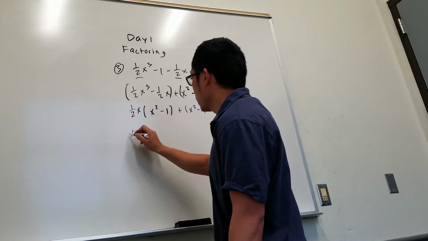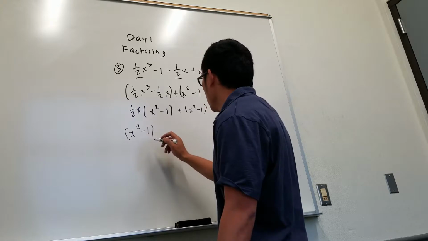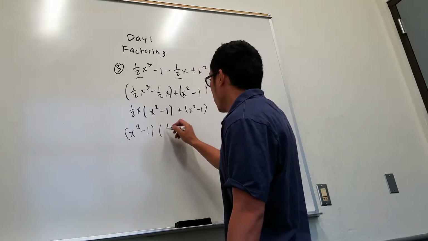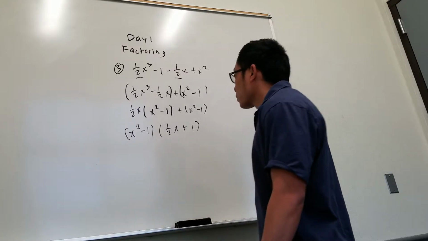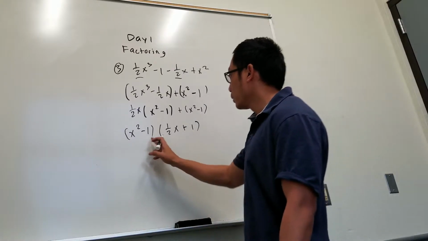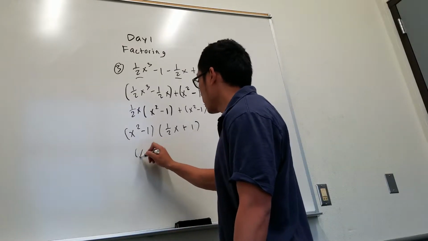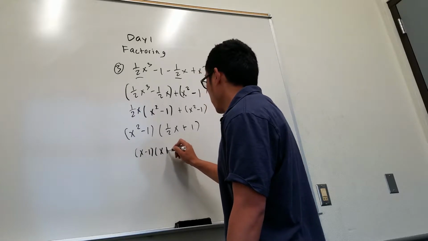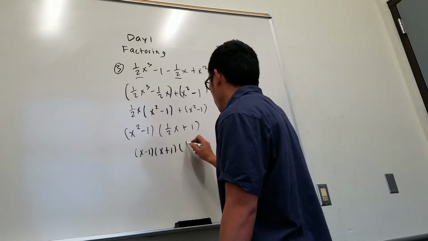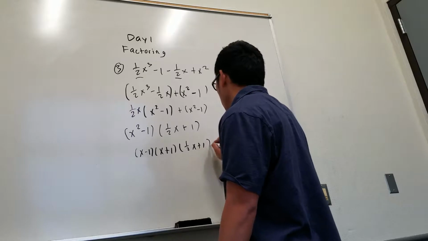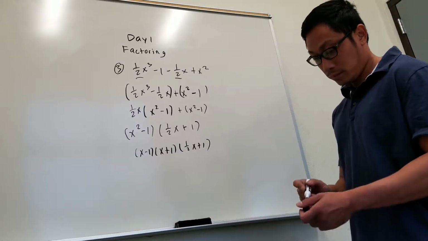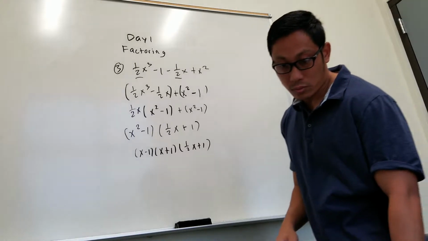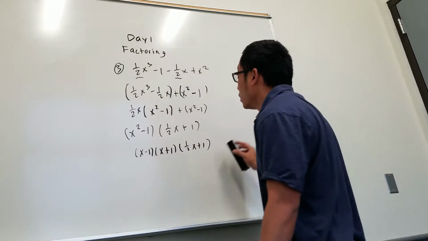But now you just factor out the GCF. You have x squared minus 1, and then what's left? You have one half x, and we just have 1 left. Now we've got to expand this. This is x minus 1 times x plus 1, times one half x plus 1. That's it. There you go. So number 4.